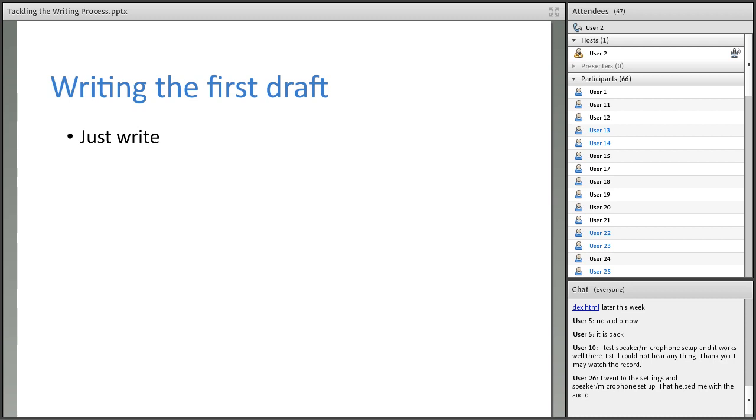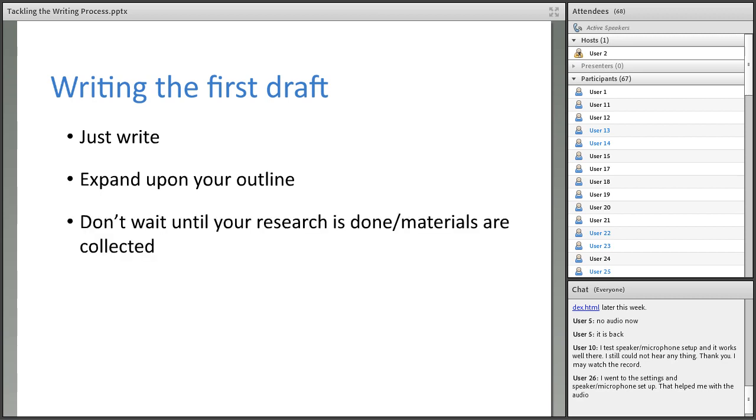When you're writing your first draft, that's a great time to start to streamline the process. First of all, just write. Don't worry about typos, misspellings, or other mistakes. The important thing is to just get your ideas down on paper. Also, flesh out the sections of your outline one at a time.